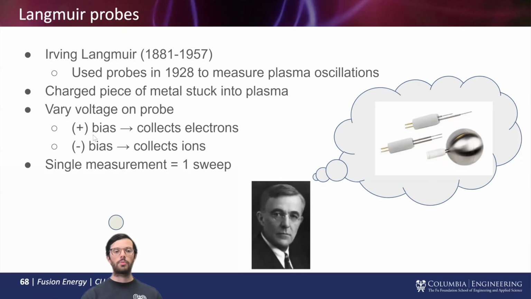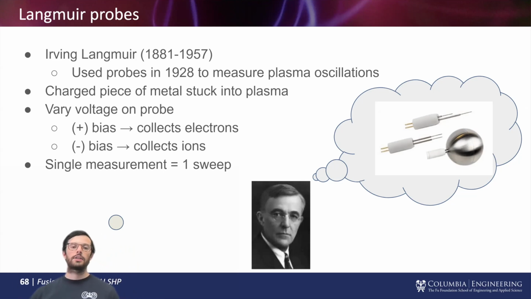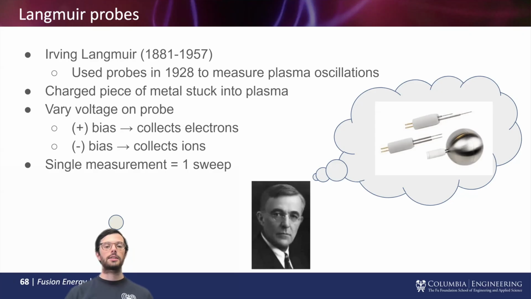That's all the same way of saying the same thing. Positively, and you can collect electrons. You can bias negatively and collect ions. And you can also change the voltage. You can go from a negative potential all the way to positive potential and measure everything in between. And you can learn a lot about the plasma, including the density and the temperature.